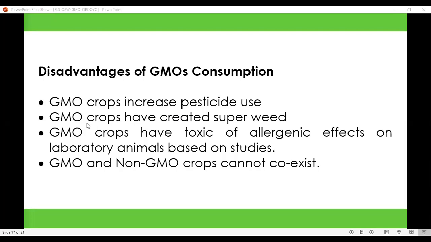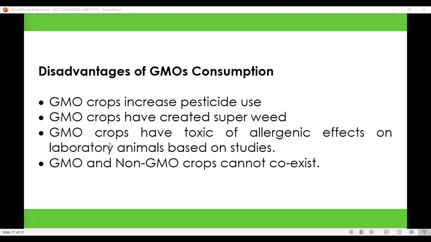Second, GMO crops have created superweed. Just like the pest, weeds also have modification in their genetic composition for them to be able to adapt in an environment na hindi na nila na ma-penetrate or makuha ang nutrient na kailangan nila because of the use of herbicides. So, yung next generation, mag-e-evolve rin ng panibagong trait na kailangan nila upang hindi na sila maapektuhan ng herbicide.